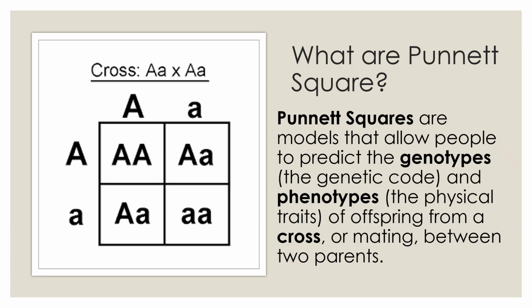If you look in the picture here, you will see that the cross is between two heterozygous parents. The two parents are heterozygous. They are both big A, little a, and big A, little a. And then we see the completed Punnett square right here.